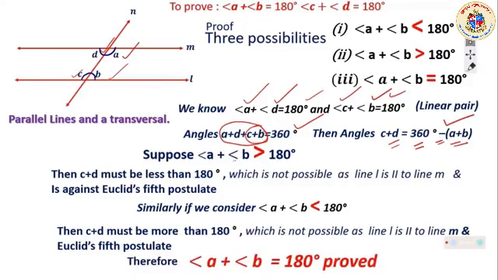So an indirect way of proving is required to prove that angles formed on the same side of the transversal are supplementary if the lines are parallel. If the lines are parallel, the angles formed on the same side of the transversal are supplementary, or equal to 180. In that case the lines will be parallel. We can say vice versa also.